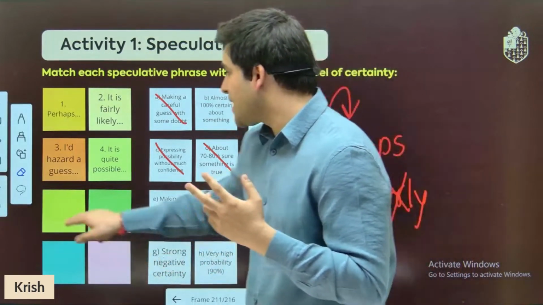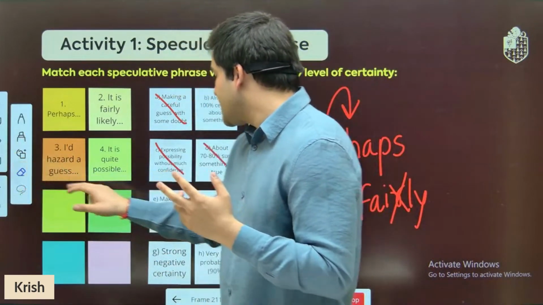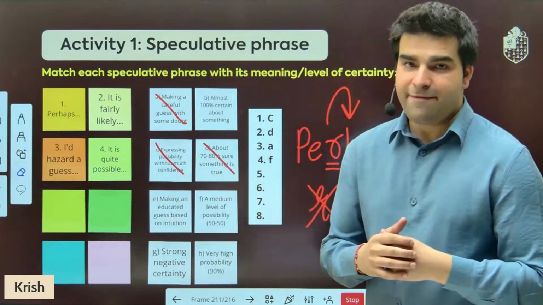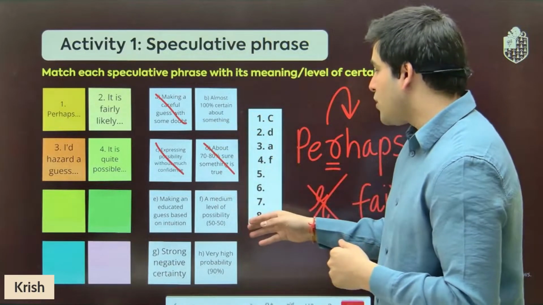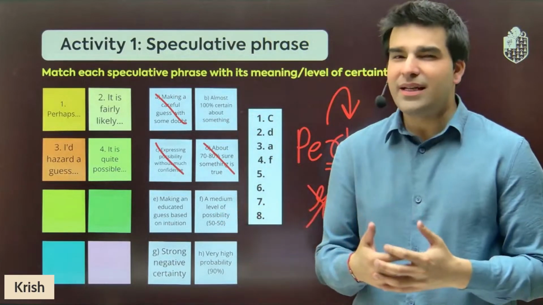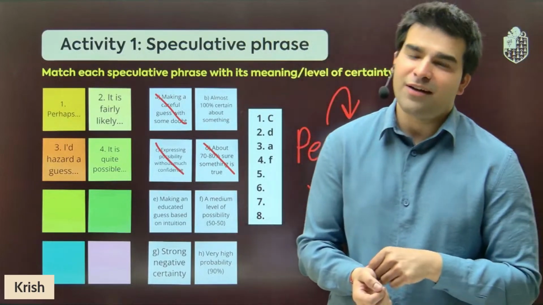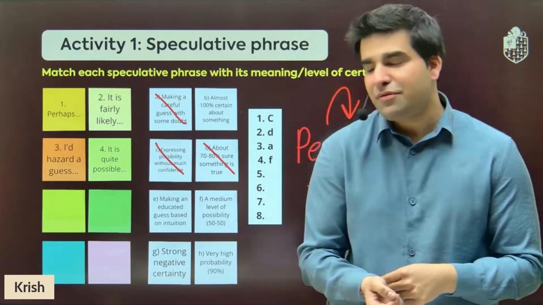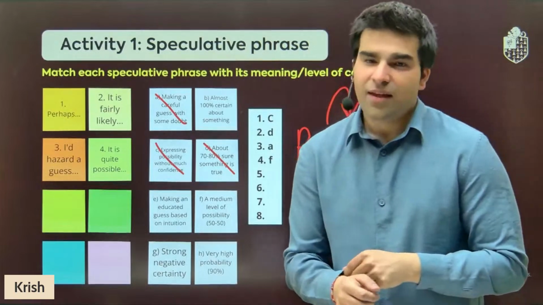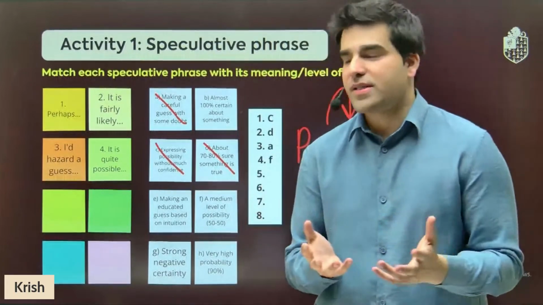All right, so the correct answer for number 4 is, here we go, F. "It is quite possible" is a medium level of possibility. So you're like half. It is 50-50. You think that both are quite possible. So what do you say?